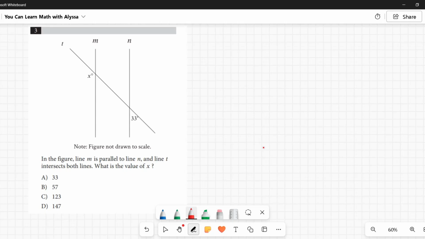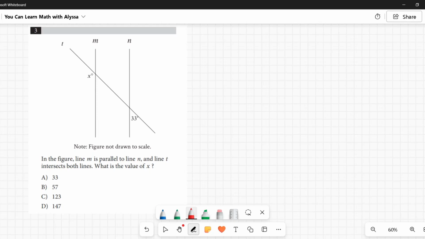Number 3, note, figure not drawn to scale. Anytime you see that, it's not telling you that it's drawn wildly different from what it actually should be. It's telling you don't try to look at this figure and deduce the answer by going, well, this angle looks about 123 degrees or 147 degrees or 57 degrees. No, it's just giving you a basic reference, but it could be off. So we have to go by what they're telling us.